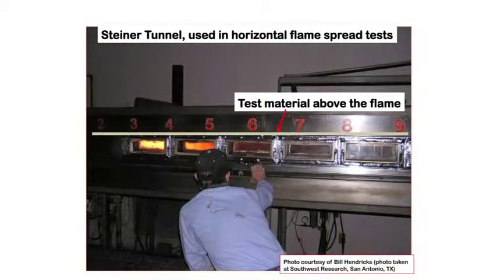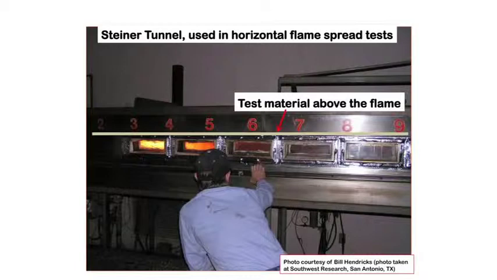This is a horizontal tunnel where there's a gas flame at the beginning of it, and the material being tested is along the top of the tunnel, so the fire is underneath it. This is called a Steiner Tunnel, and it's a piece of equipment used to evaluate flame spread. How many of you have heard of Class A flame spread? This is where that term comes from.